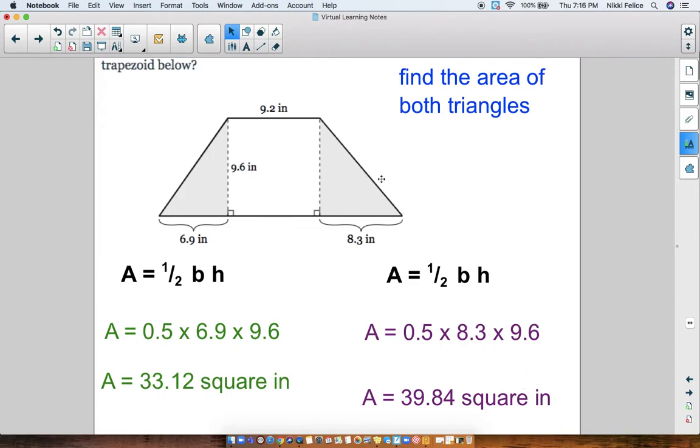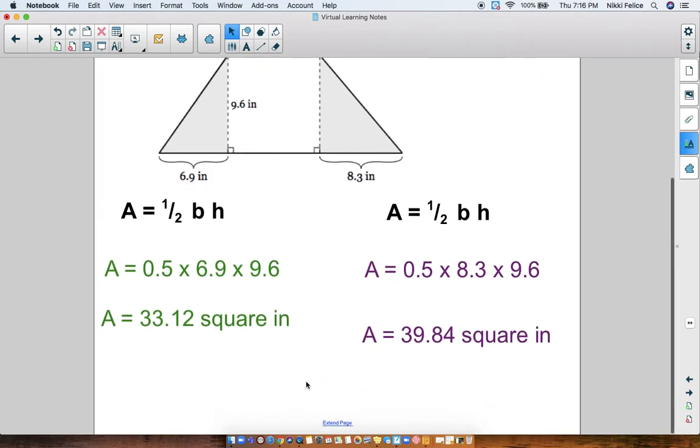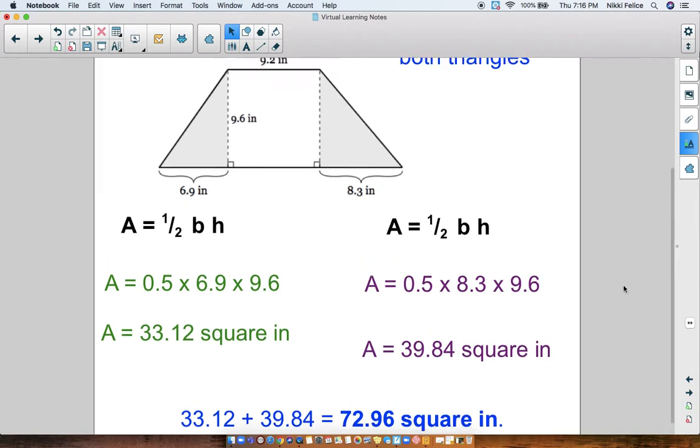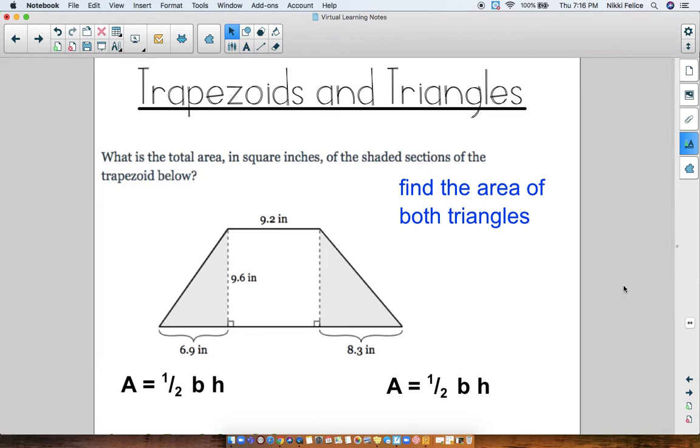So now if I want the total area of the shaded region, what am I going to do with these two areas? Add them together. So I'm going to do 33.12 plus 39.84. And we get 72.96 square inches. Right? Pretty easy. So there's a couple steps, but you guys know how to do this. All I did was find the area of two triangles and add them together. There is a different way that you could do this, though. So let's do another problem.